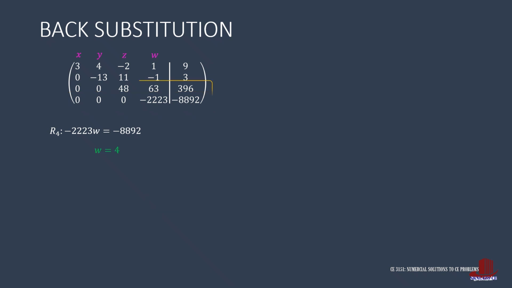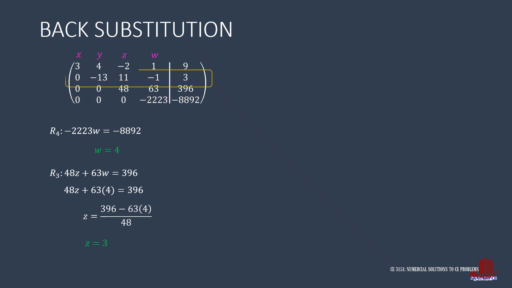From the third row, the equation is 48z plus 63w as equated to 396. Plug w of 4, making the equation 48z plus 63 times 4 as equal to 396. By transposing, z then becomes 396 less 63 times 4 all over 48, and z is solved as 3.